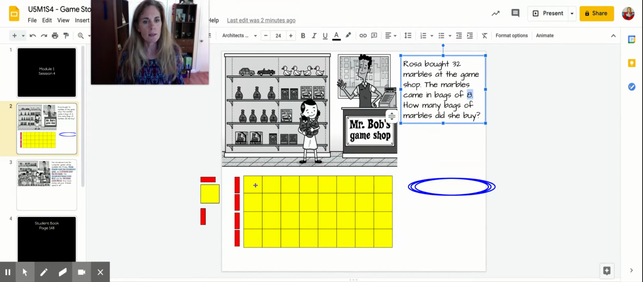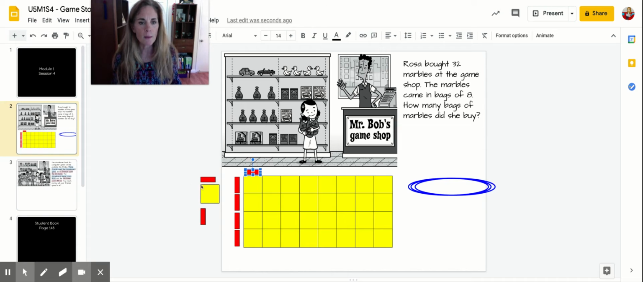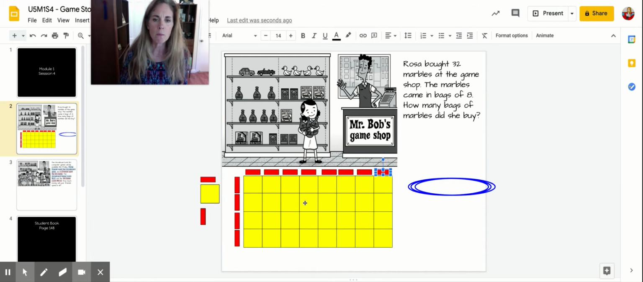So I've created this array. What does the 4 stand for here? So I've put these blocks here. Let's see. Well, let's put these. I'm going to show you where the marbles are. That's 1, 2, 3, 4, 5, 6, 7, 8. So the columns represent marbles.